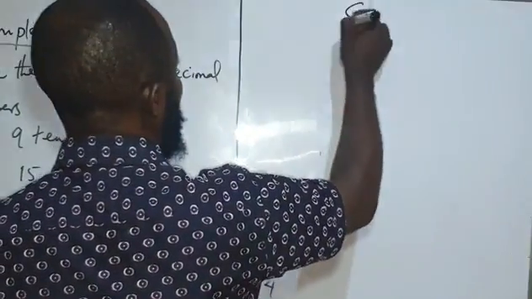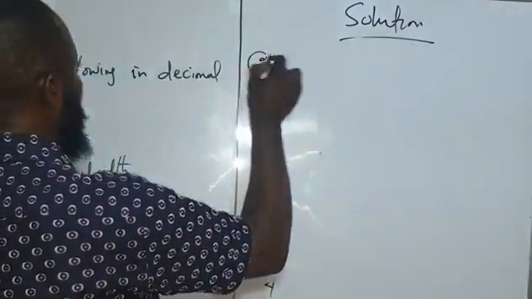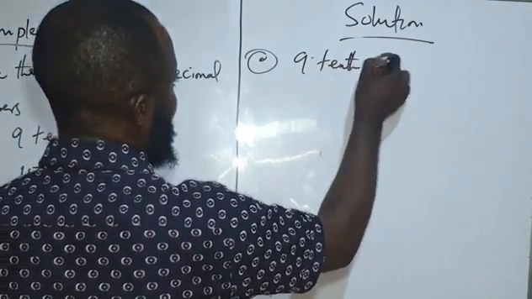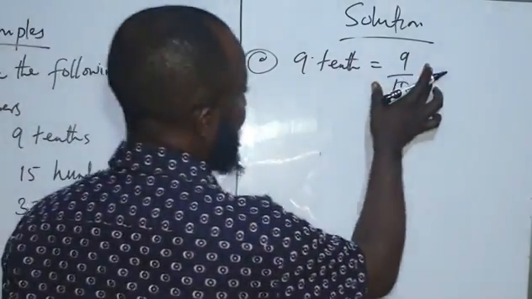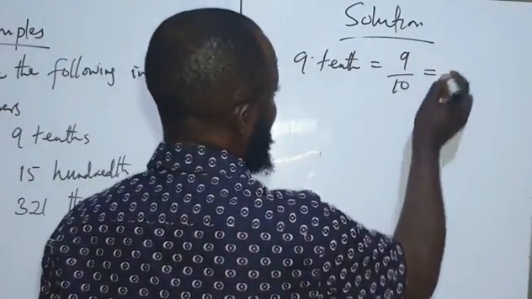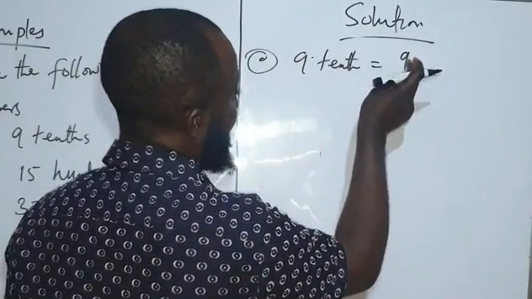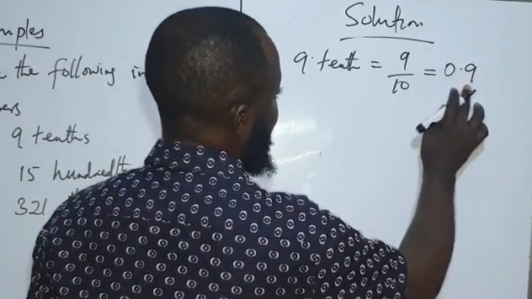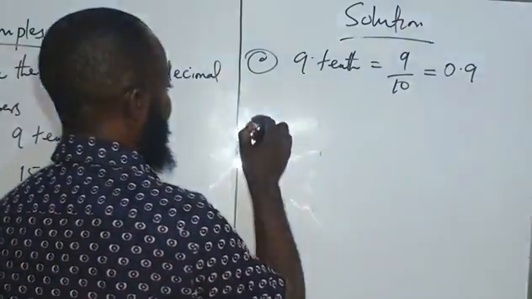The first one that we have there is 9 tenths. 9 what? Tenths. Which is 9 divided by what? 10. We're still going to look at how to divide decimals later. So we are dividing 9 by 10. That gives 0.9. So it's in the tenth place. So that is that.